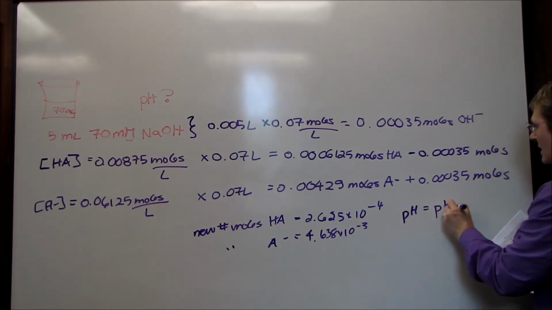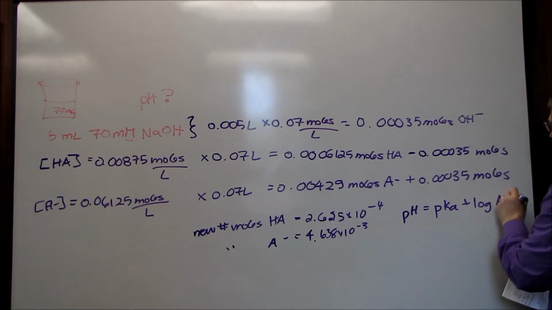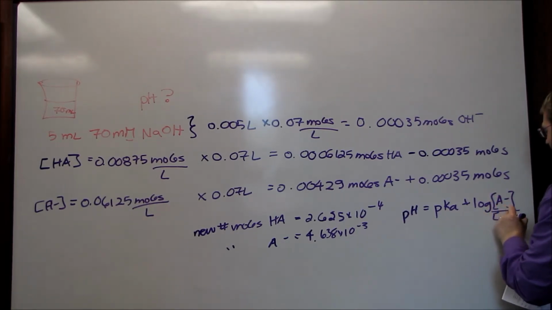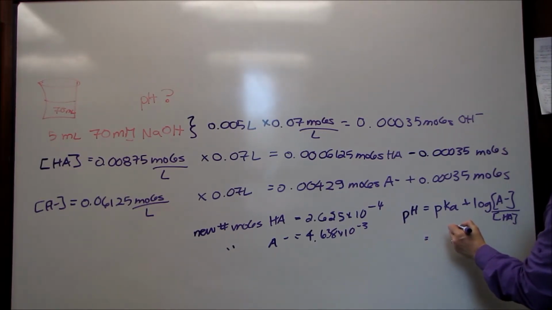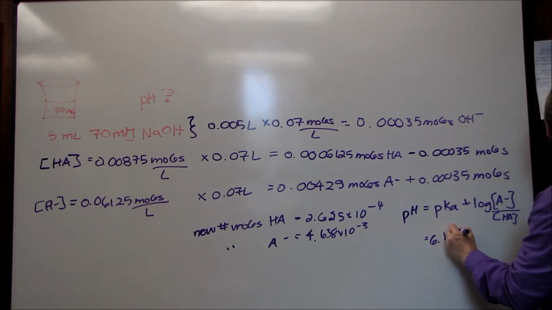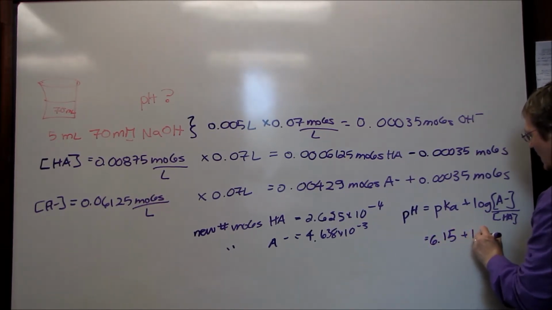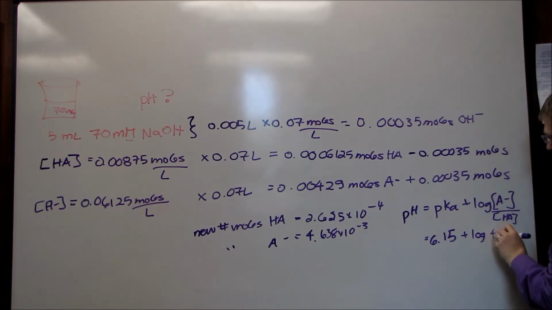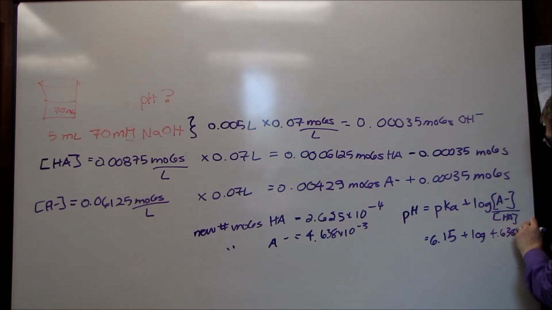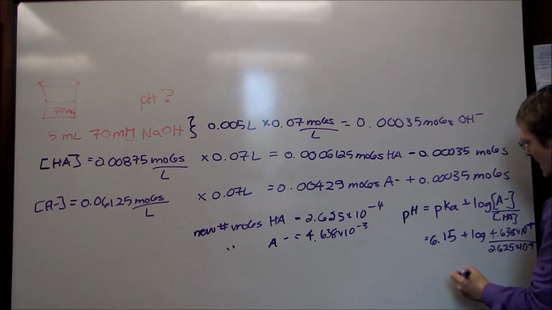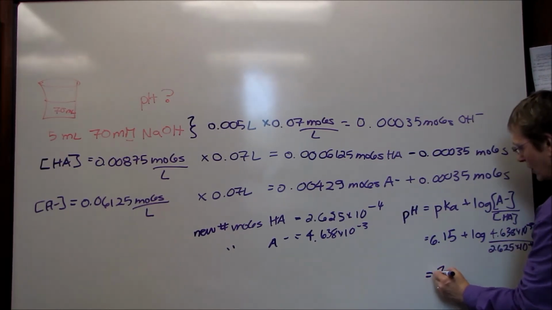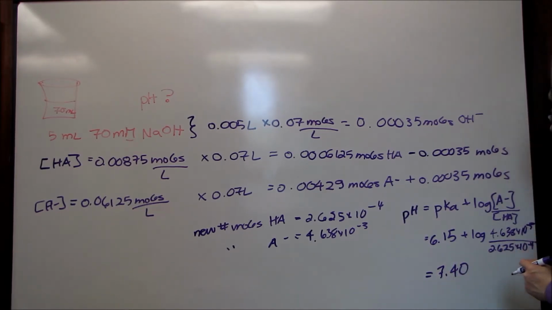pH is pKa plus the log of A minus over HA. We'll just use the number of moles since they're in the same volume. The pKa from the previous question was 6.15 plus the log of A minus, 4.638 times 10 to the minus 3 over 2.625 times 10 to the minus 4. And that gives us a pH of 7.40. Okay, so that is the pH once I've added that to 70 mils of buffer.